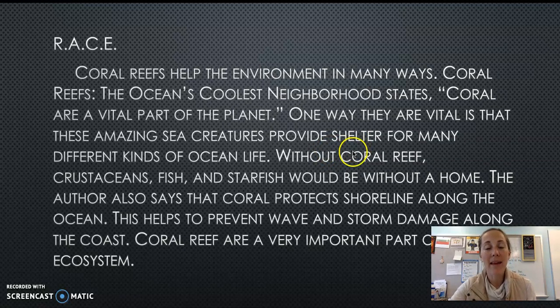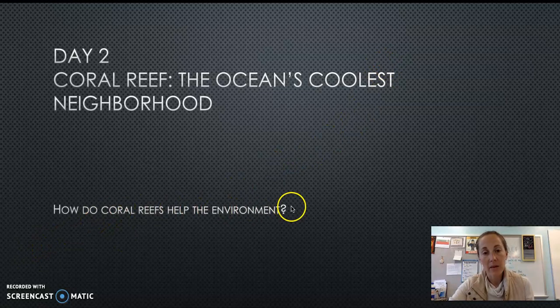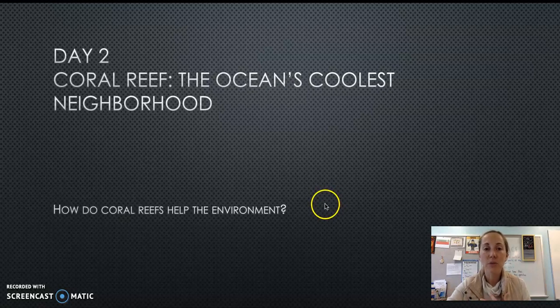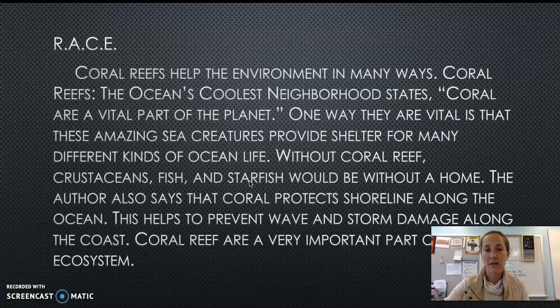Coral reefs help the environment in many ways. That is how I took that question and turned it, how do, into a sentence, a statement: coral reefs help the environment in many ways. That answer is very vague. That is not enough. That didn't really answer it. It provides a sentence saying they help the environment in different ways, but I didn't specify what kind of way. So I really have to do more than that. I have to cite the text. I have to give information and details from that text, and I have to explain then how that proves my answer.